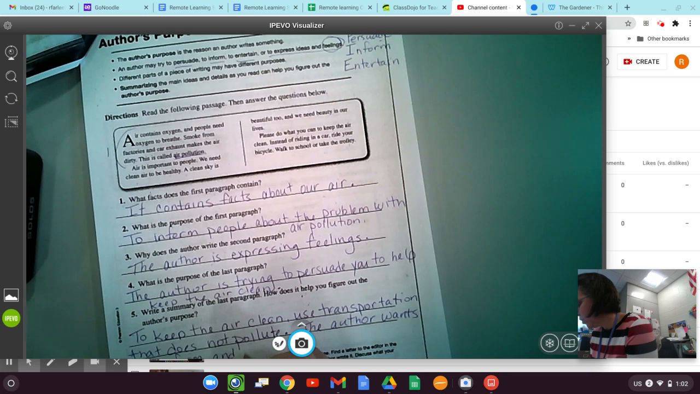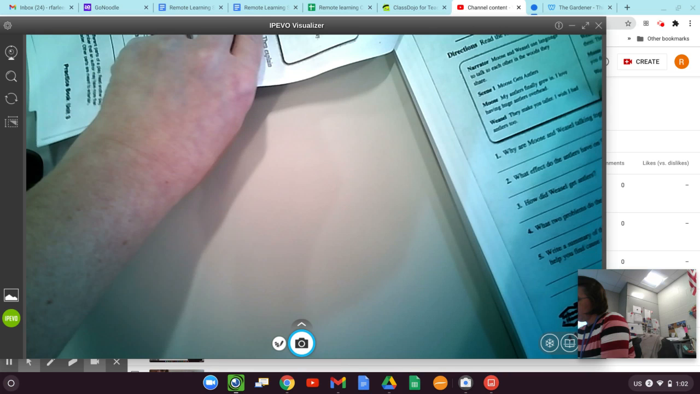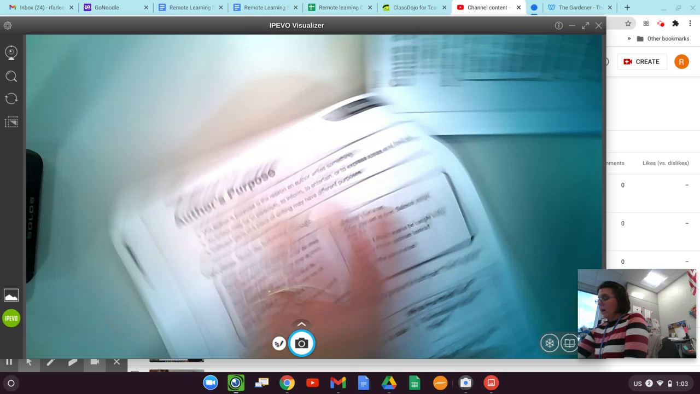I'm going to take a look at the next page. I'll read through it a couple of times. So again, it's about author's purpose. The author's purpose is the reason an author writes something. Why? An author may try to persuade, inform, entertain, express ideas and feelings. Different parts of a piece of writing may have a different purpose, and we're really going to look at that on this page.